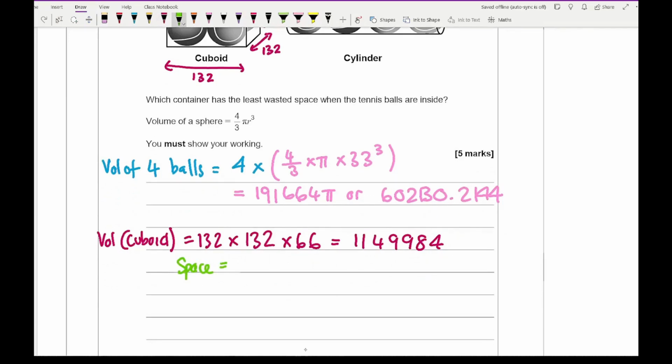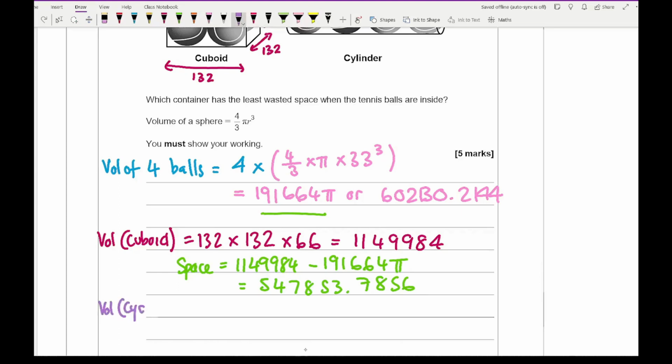So then the space is going to be the volume of the cuboid, which is 1149,984, minus, I'm going to write it in terms of pi, 191,664 pi. And if I type that into my calculator, I get an answer of 547853.7856.